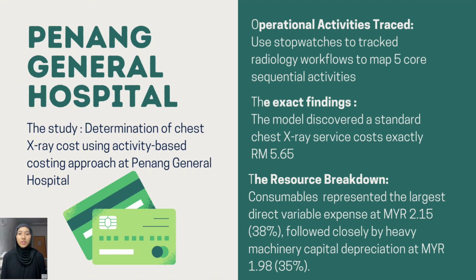The structural power of ABC lies in its ability to dissect this total into direct resource pools. The data revealed that consumables, specifically the physical film sheets and processing regions, accounted for the highest single expense at 2 ringgit 15 cents, making up 38% of the total cost. This was followed by capital costs, representing machinery depreciation, at 1 ringgit 98 cents. Human resource labor, calculated using civil service pay scales relative to the exact minutes spent on the patient, cost 1 ringgit 48 cents, while electricity via commercial TNB tariffs was minimal at 4 cents.